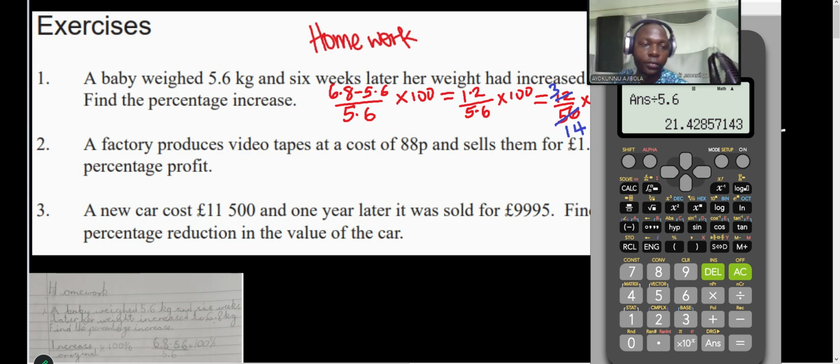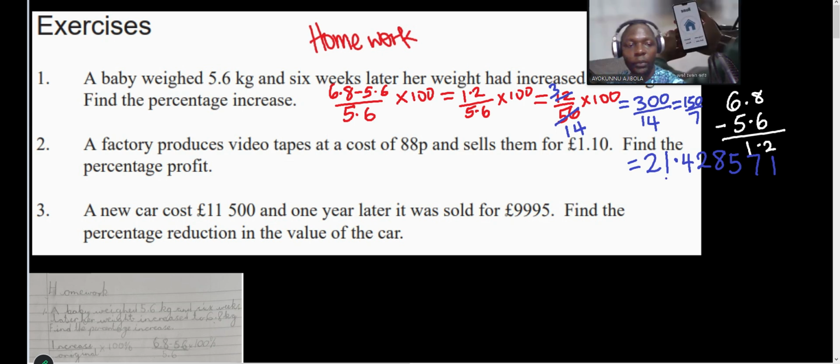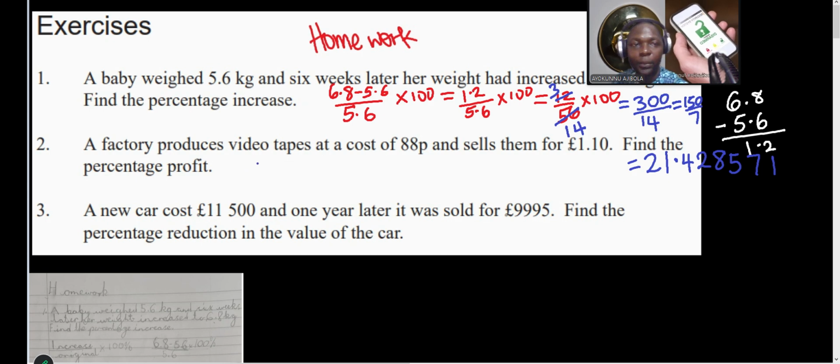So, a factory produces videotapes at the cost of 88p. Okay, this one I didn't write yet. That is 21.4% approximately. I'll still give you some marks because you got up to this level. Okay?